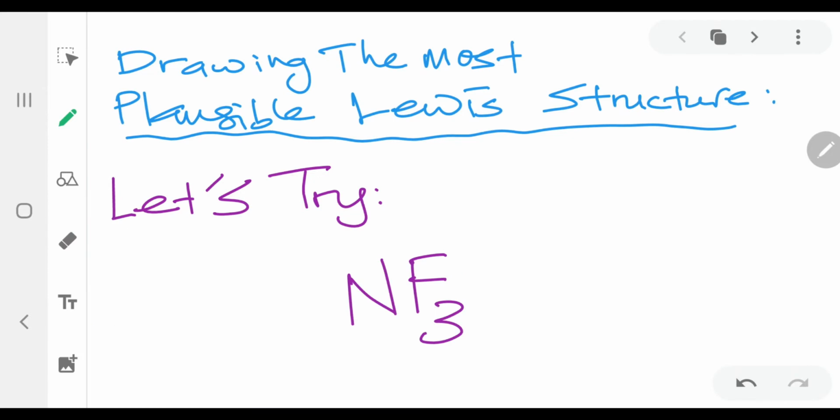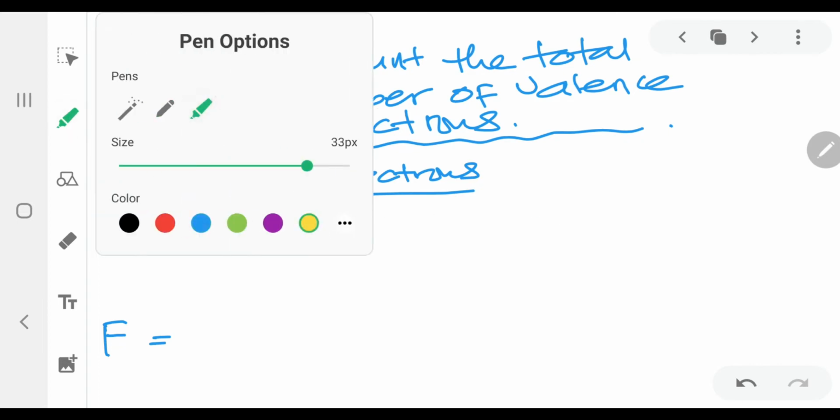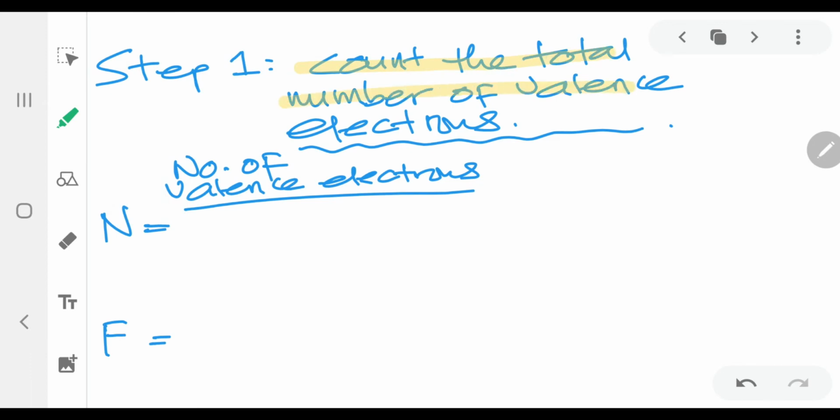And for this session, we're gonna use the example of NF3, and we're gonna look at the steps on how to draw the most plausible Lewis structure for NF3. So to start, we need to do step number 1, in which you need to count the total number of valence electrons involved in the formation of the Lewis structure.